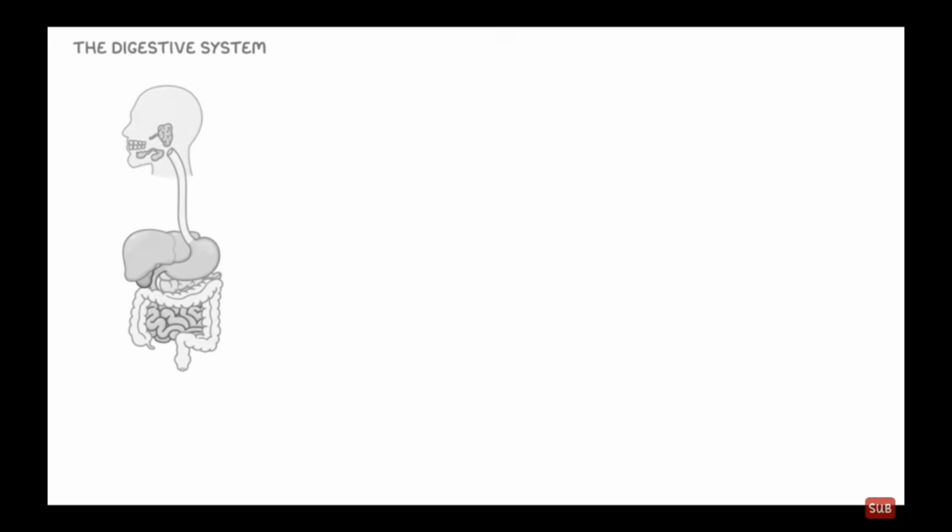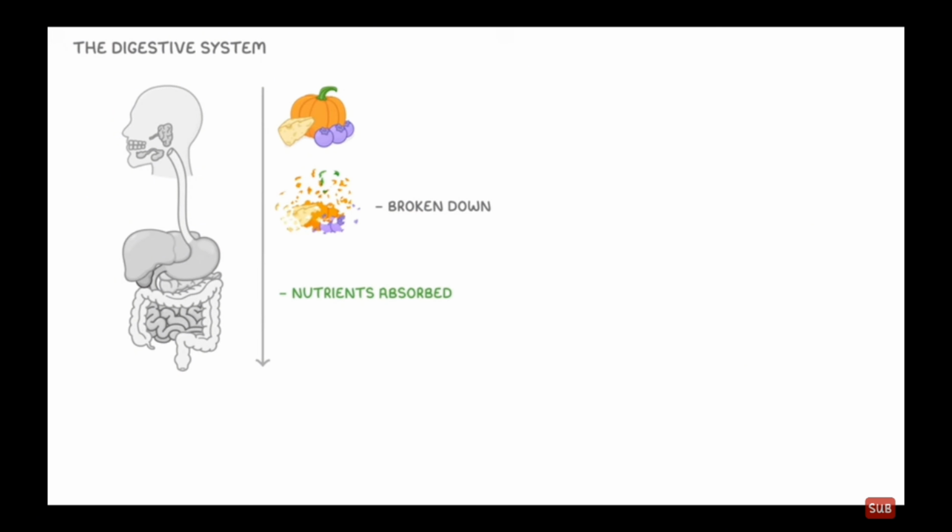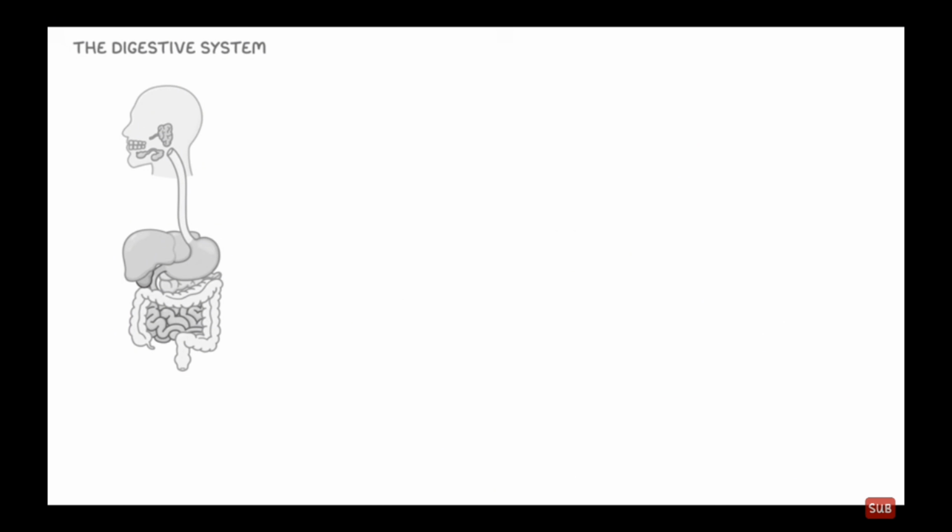Next, let's take a look at all of the organs involved in the digestive system. The key to understanding the digestive system is to think of it as a journey, with food starting at one end and then slowly passing through all the tubes and organs. So slowly being broken down, with any nutrients being absorbed, and then what's left over being excreted at the end. So let's now explain what happens at each stage.